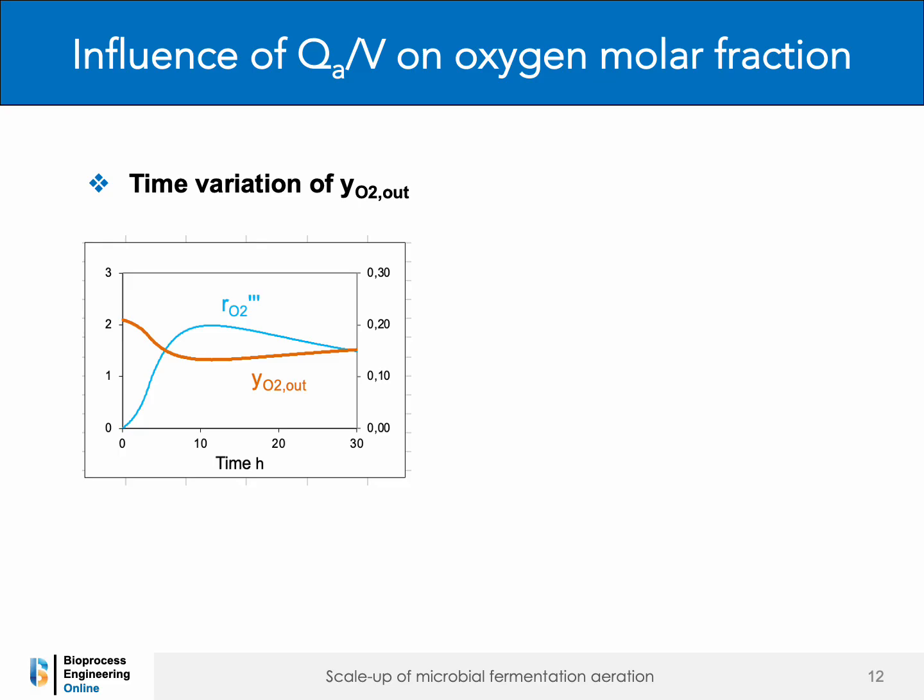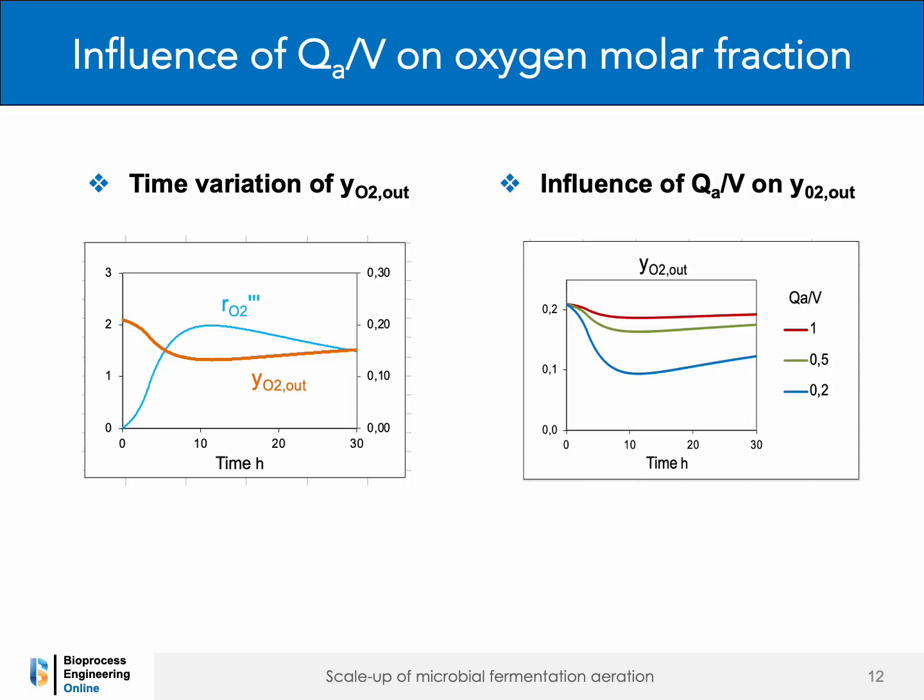How does the outlet oxygen molar fraction YO2 out vary during a fermentation? During batch or fed batch fermentations used for the production of metabolites or proteins, the volumetric oxygen consumption rate, RO2/3, typically exhibits a characteristic time profile. It increases during the early stages of the process, reaches a maximum, and subsequently decreases as growth slows or substrate becomes limiting. As a direct consequence, the oxygen molar fraction at the outlet, YO2 out, correspondingly decreases at the beginning of the fermentation, reaches a minimum, and then increases again as the cellular oxygen demand declines.